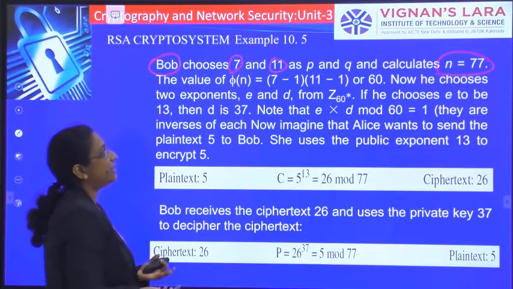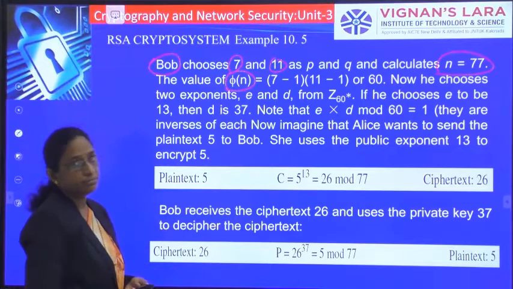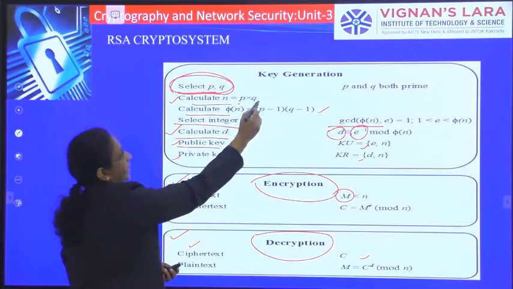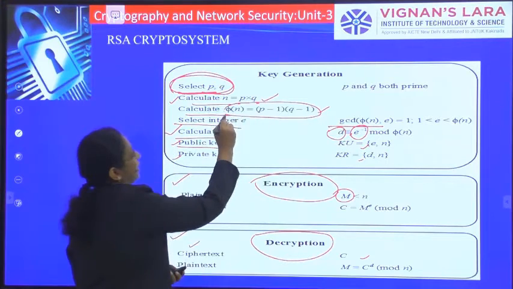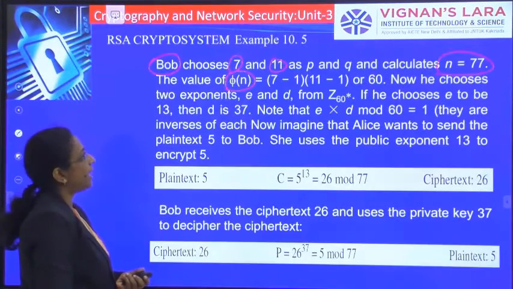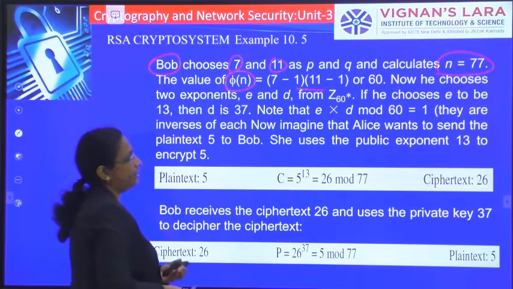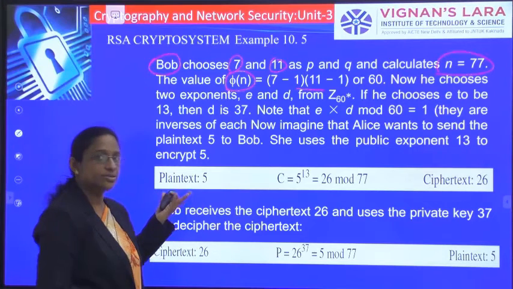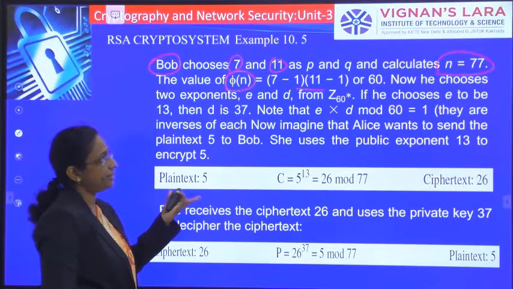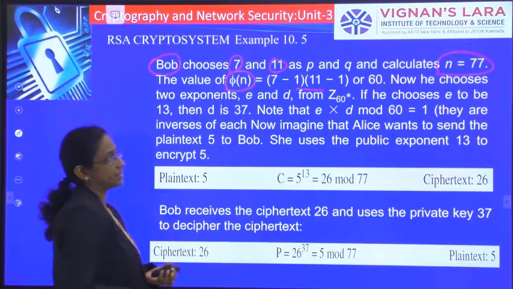After calculating n, what do we have to calculate? We have to calculate phi of n. This is the second step. Then your phi of n will be 7 minus 1 into 11 minus 1. So 7 minus 1 is 6, 11 minus 1 is 10. So 6 into 10, that is equal to 60. So our phi of n is 60.